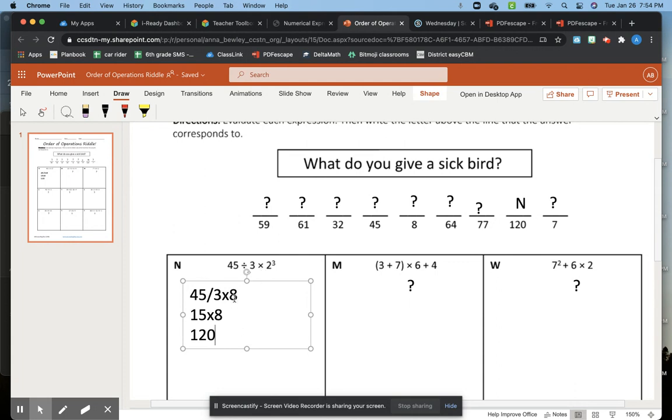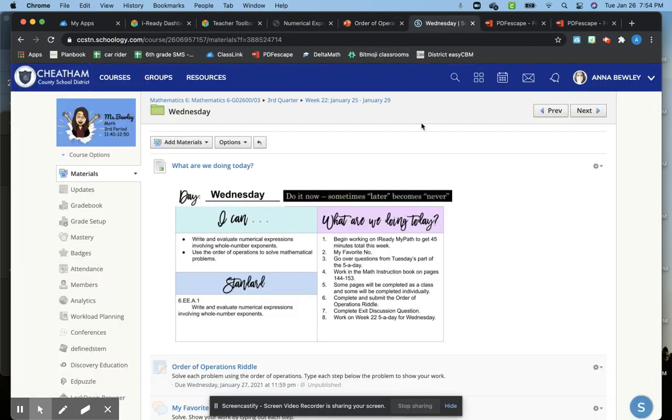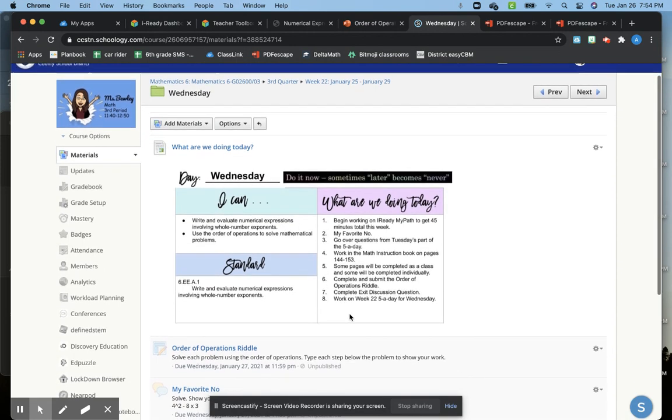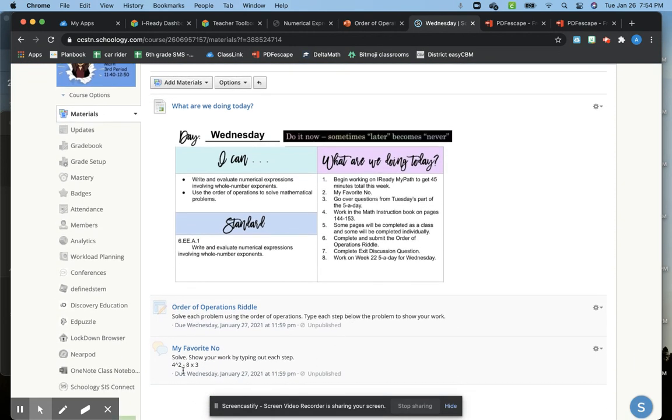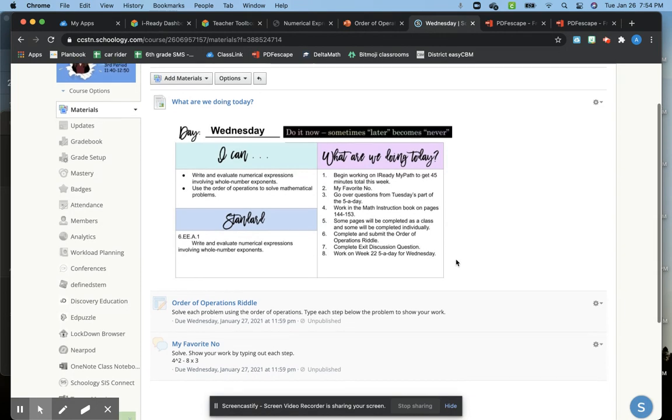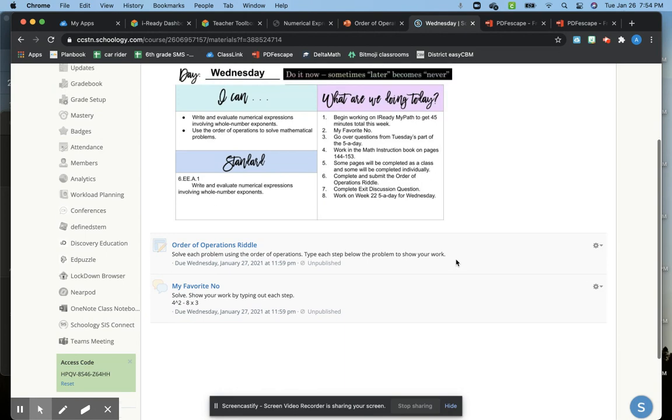Just as a reminder, as you go down, these should get more narrow and not as big. Let's see, if we go back to Wednesday, we did all of this. Don't forget your discussion question for tonight. It is another My Favorite No, and you're just doing order of operations to solve the problem again. And work on Wednesday's part of the 5-a-day so we can go over it tomorrow.